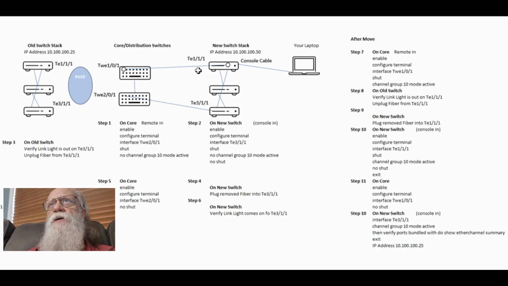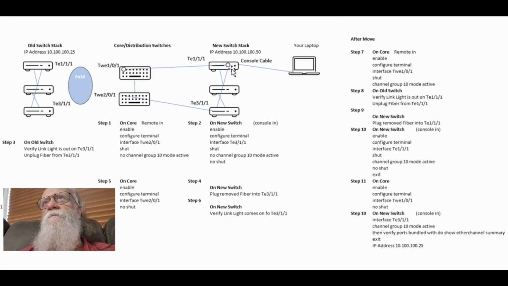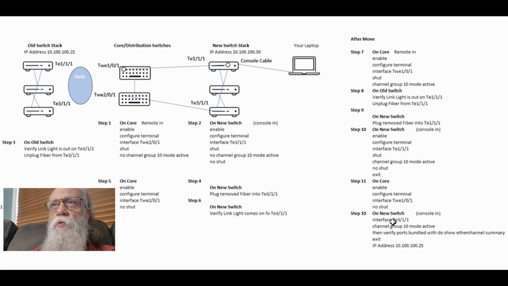Now on the new switch, you're going to log into interface Te1/1/1 that you just plugged that into. You're going to shut that port, do channel-group 10 mode active, and then do a no shut. Keep in mind, if you do a show run interface Te1/1/1, it's probably already got that channel-group 10 mode active, and then you don't really have to do that. It's probably already up and going. Then you can just log back on the core, go back into that interface Te1/0/1, and do a no shut. Then you can come over here, verify that the link light comes on and that everything is working. Then you can go back to your new switch.